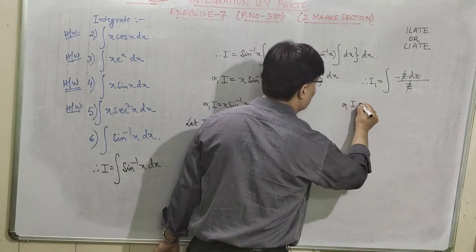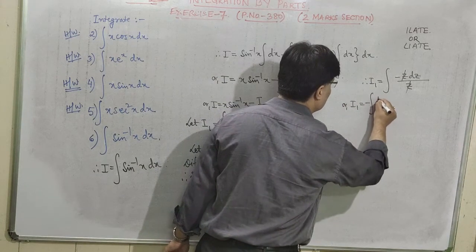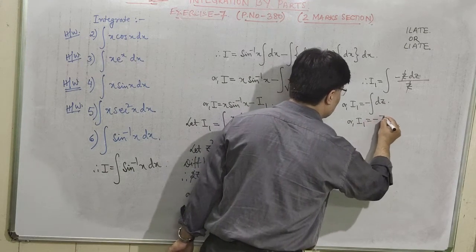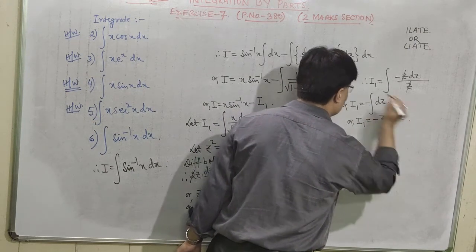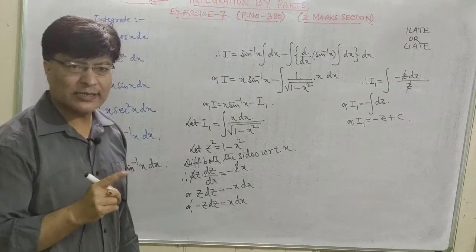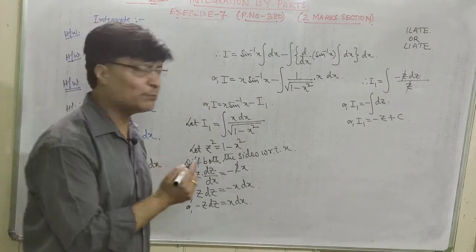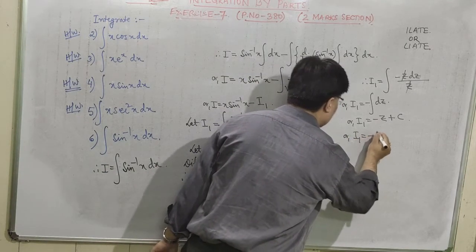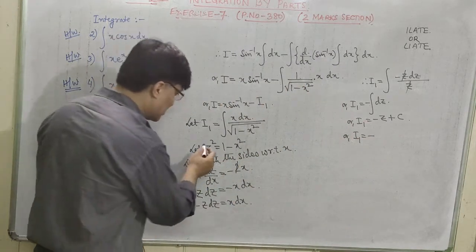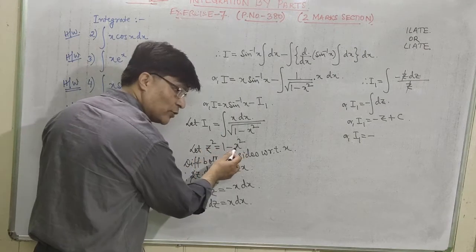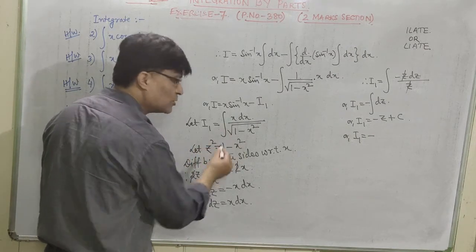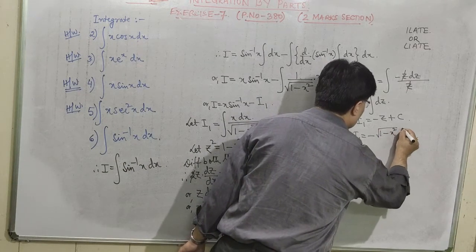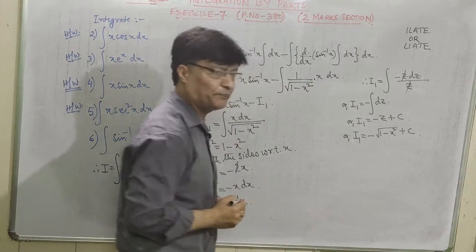Or I1 is equal to, minus sign is taken outside, integral dz, or I1 is equal to minus z plus c. What is integral dz? That is your z. So it is minus z plus c. Now put the value for z. Actually z square is equal to 1 minus x square. So what is the value for z? It is root over 1 minus x square. So I1 is equal to minus root over 1 minus x square, then plus c.